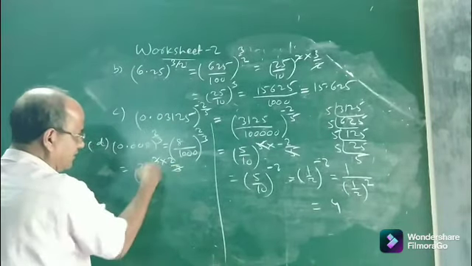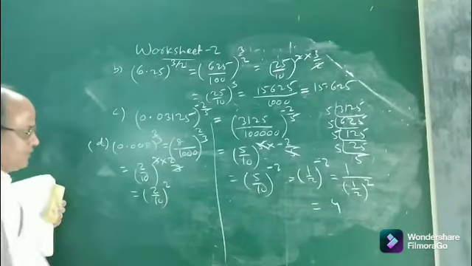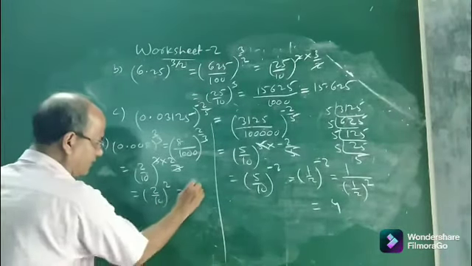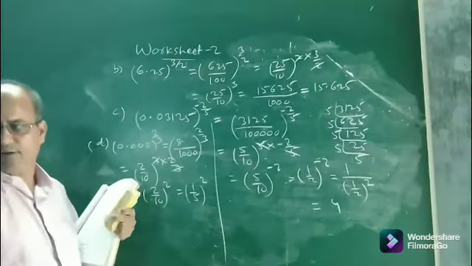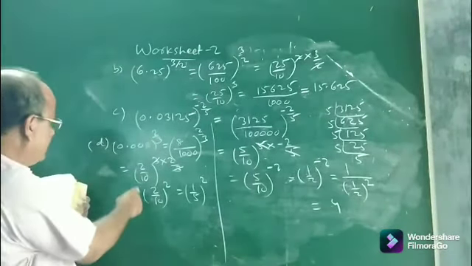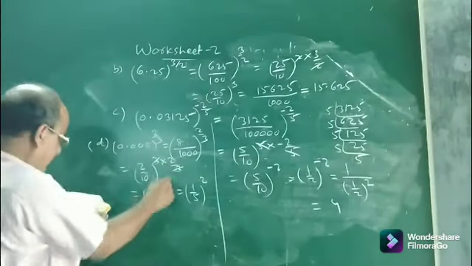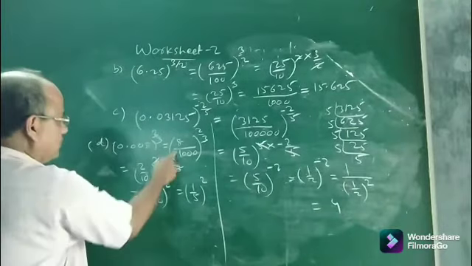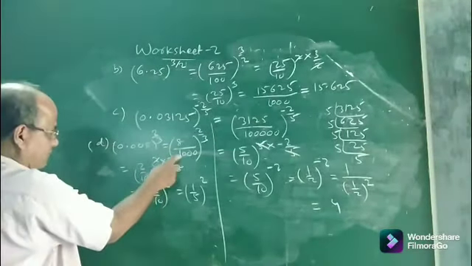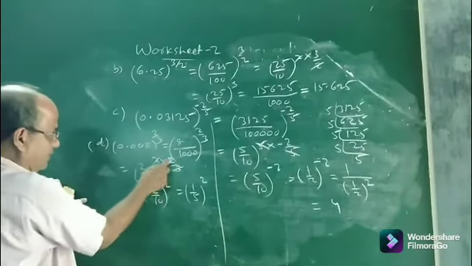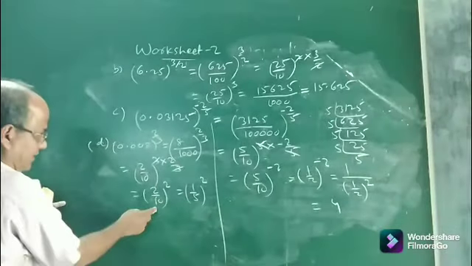Now the 3s cancel. It is 2 by 10 whole square. 2 by 10 means it is 1 by 5, 1 by 5 whole square. Okay. See. Once again 0.008, it is 8 by 1000, 8 by 1000 whole to the power 2 by 3. Now this is cube of 2, this is cube of 10. 2 by 10 whole to the power 3 into 2 by 3. 3 cancel. 2 by 10 whole square.